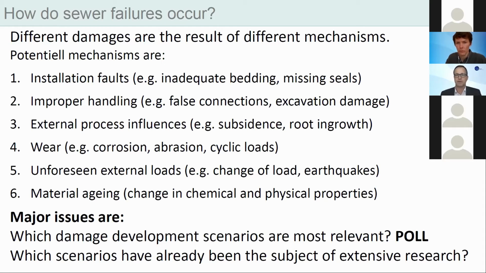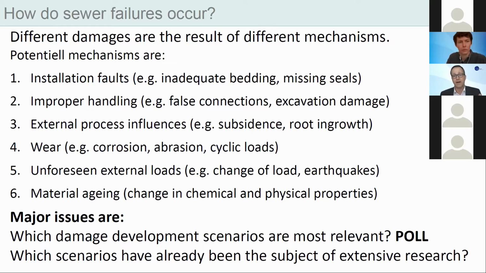Are these, for example, number one, installation faults? That can be inadequate bedding or missing seals. Or is it improper handling, so false connections or excavation damage? Or is it more about external process influences, for example, subsidence or root ingrowth? And then we also have wear, so corrosion, abrasion, cyclic loads, or unforeseen external loads. That can be a change of load or even an earthquake.